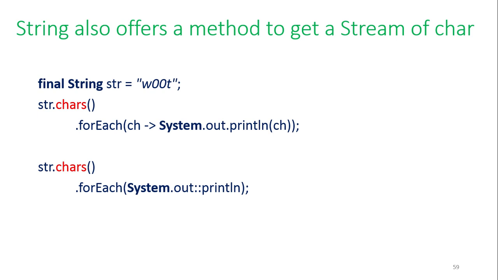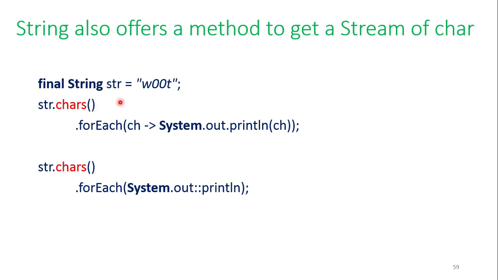So here's the problem that we have here. First, good news. Yes, there is actually a method in the class string that allows us to call .chars on a string reference, and it's going to generate a stream for us that represents every character in that string. So for example here, our string is W00T. Okay, we put that string literal object reference into a variable str. Then we call on str chars.